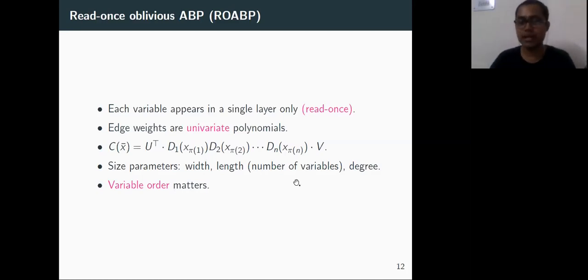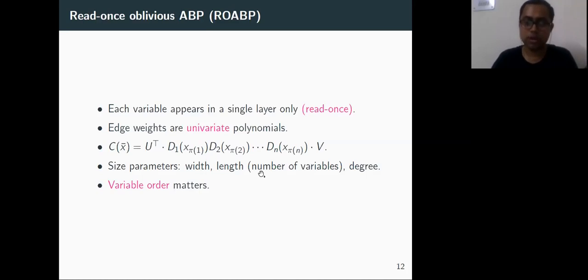In matrix form, I can write it as U transpose times D1(x_pi(1)), D2(x_pi(2)), and so on till Dn(x_pi(n)), multiplied again by a column vector of field constants. Each variable is only read once, so each variable will appear only in one matrix, and the order in which it appears is given by some permutation pi, which we call the variable order of that ROABP. A normal example can be x1, x2, and so on till xn, or first x2, then x1, and so on till xn.